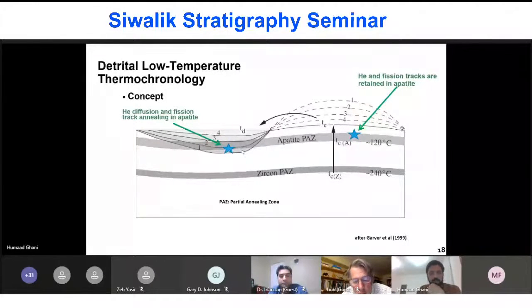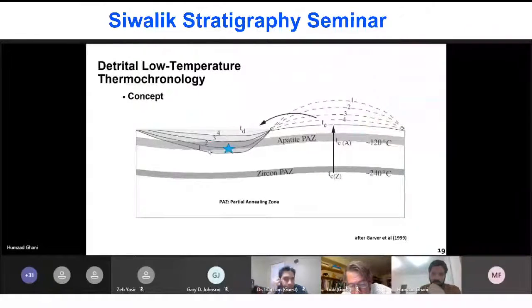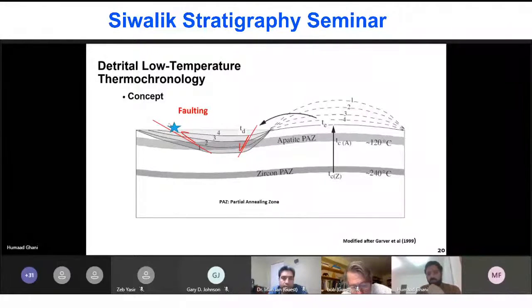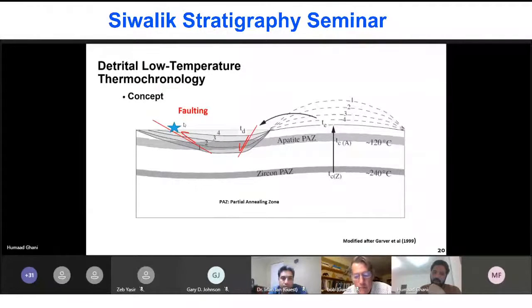For example, later at some point, these sedimentary basins are converted into fold and thrust belts. In this case, we have faulting, which brings the rock from the subsurface toward the surface. We have a new history for these samples. So they start to again get fission tracks and helium trapped in the system. And if we can quantify the parent and daughter in this kind of situation, then ultimately we can use it as a proxy to constrain the timing of faulting.